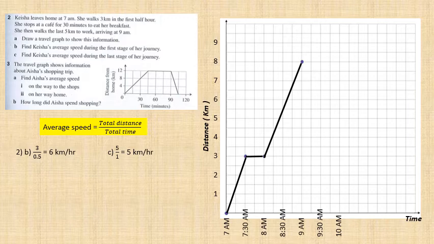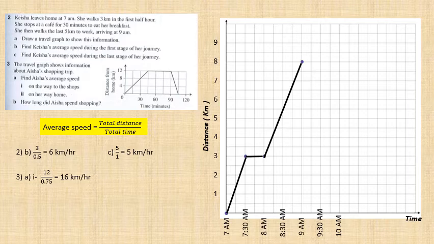Question 3 here, he said that the travel graph shows information about Aisha's shopping trip. Find Aisha's average speed. This is question A, on the way to the shop. On the way to the shop, she covers 12 kilometers in 45 minutes. And 45 minutes, as you know, is 3/4 of an hour, which is 0.75 of an hour. So here it's 12 divided by 0.75, which is going to be 16 kilometers per hour.